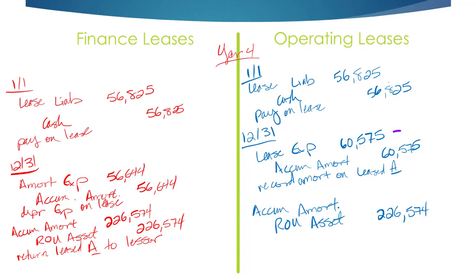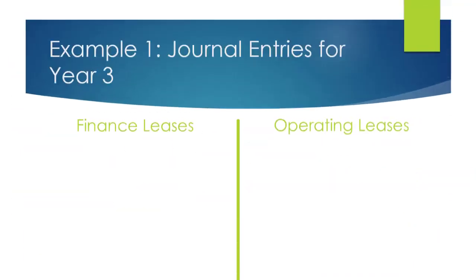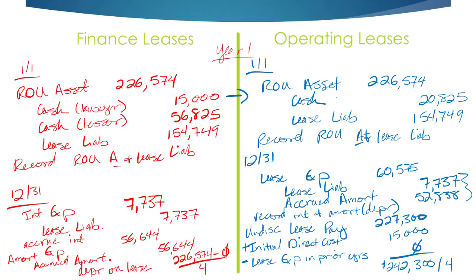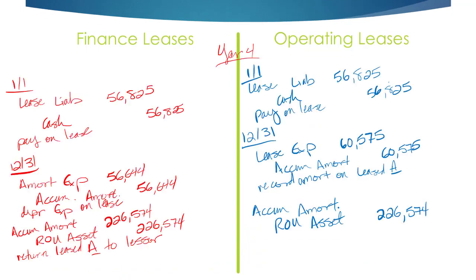So do the calculation with me. Take the 60,575 right here, plus the 57,869 right there, plus the 55,292, plus the 52,838. And if you add all of that up, you get 226,574. Which means, again, I don't record any gain or loss, just the return of the asset to the lessor.